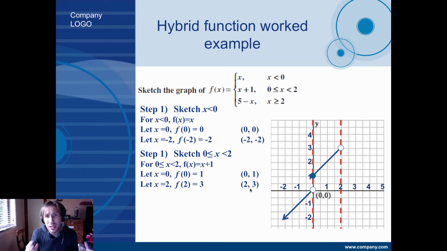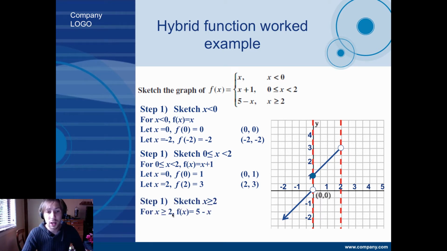Alright, so it's not really that much more difficult to what we've seen before. We've already sketched the first part of this hybrid function. We've now just got this last little bit to do, and that's 5 minus x for any x value greater than 2. Alright, well, like I said, you need to just use the extremes of the domain. So let's make x equal to 2 first of all. So we're going to go f of x is equal to 5 minus x. Well, f of 2 is 5 minus 2, which is 3. So therefore you get 2, 3.